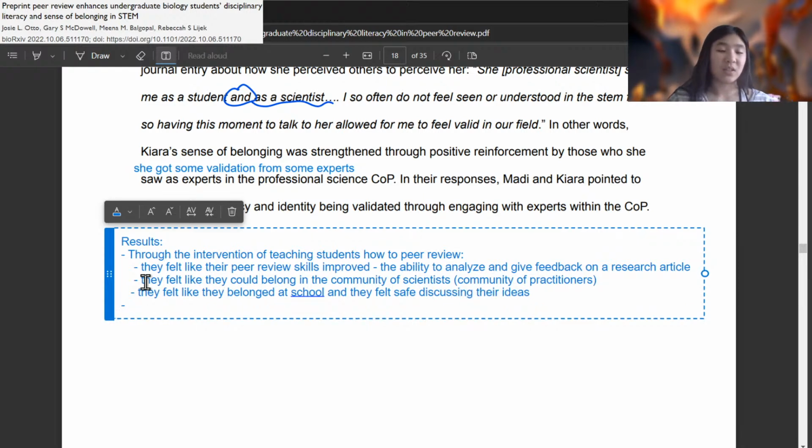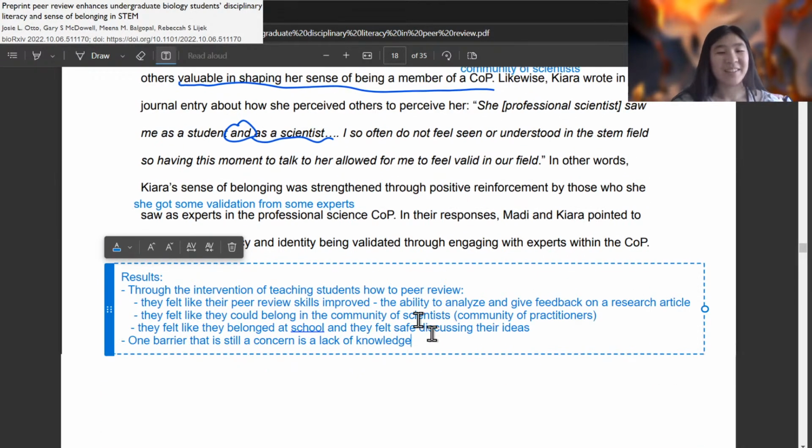One barrier they did mention, though, that is still a concern, is a lack of knowledge. So you can't know what you can't know, and there's a lot to know in biology. But even if you don't know it, you can still try to understand it. And you have to try to understand it in order to learn it anyway. So this is good hope that maybe undergraduates can also start contributing to science by giving feedback on existing research.